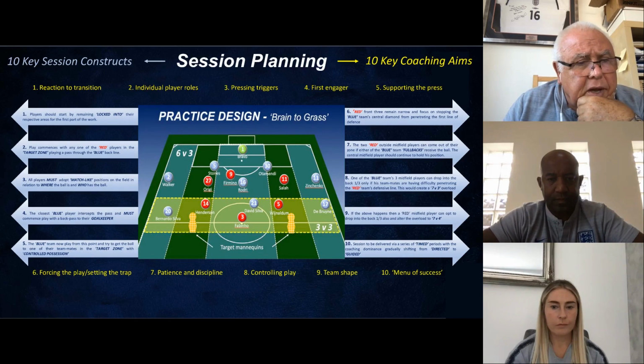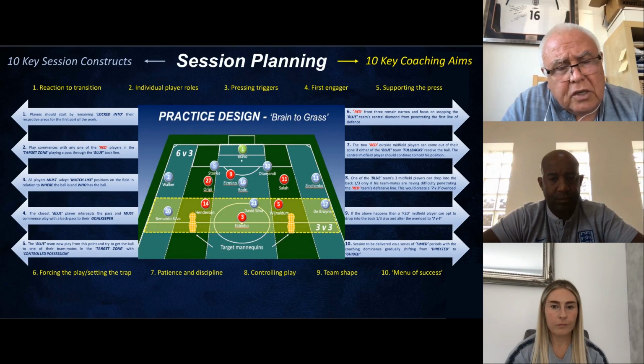How do we set the trap? How do we force play? How do we control what's going on? And the last one for me, I think, is a real important one. The menu of success, ultimate success, would be regaining possession, obviously.